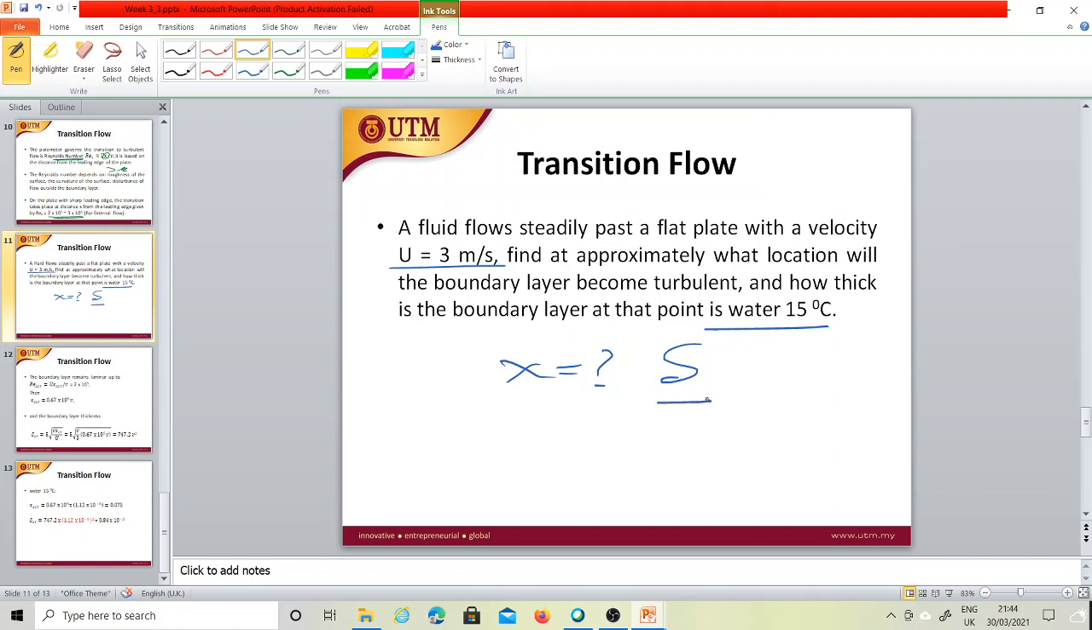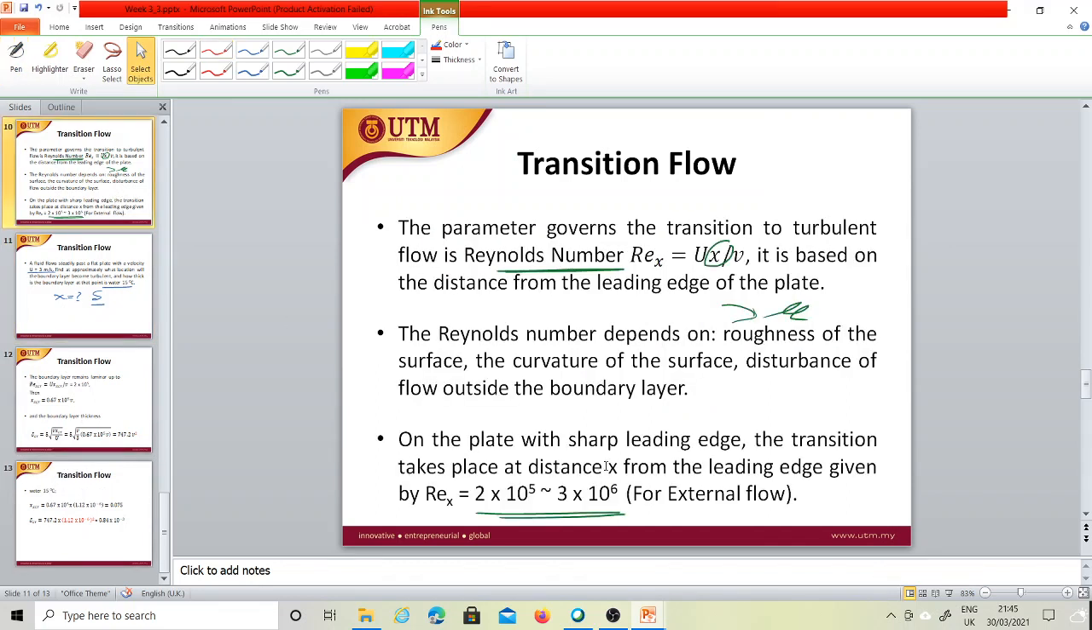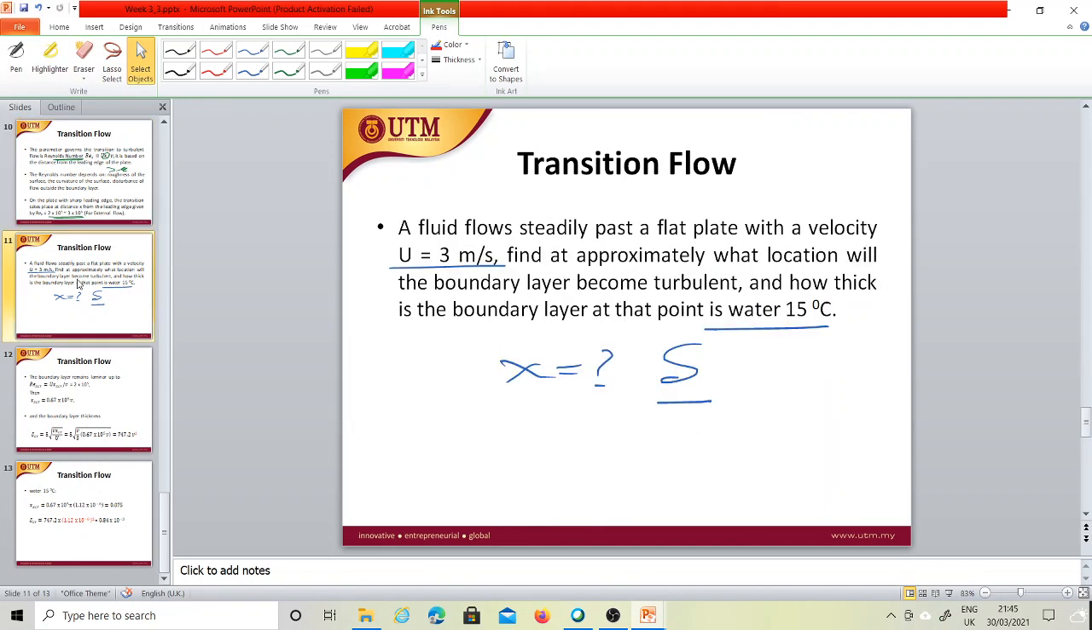So how are we going to find it out? The solution is already there, but you need to think. First of all, as you know, the transition depends on the Reynolds number. If you want to find the value of x when the flow turns from laminar to turbulent, you need to consider the Reynolds number between 2 times 10 to the power 5 and 3 times 10 to the power 5. So you can consider either of them, or something in between.